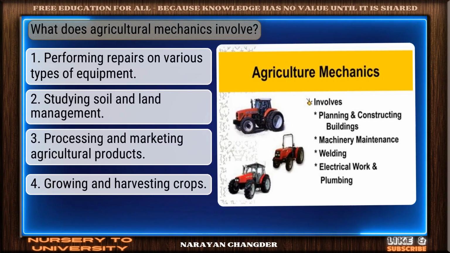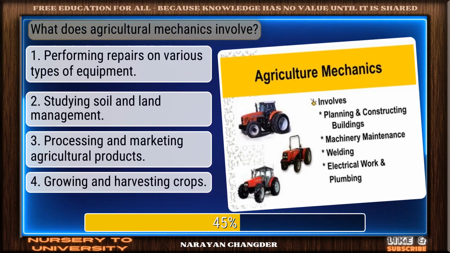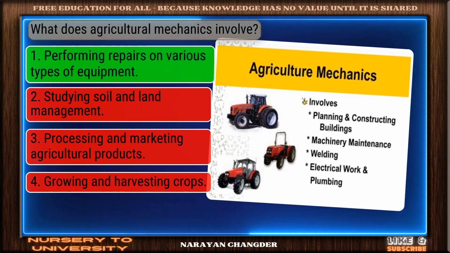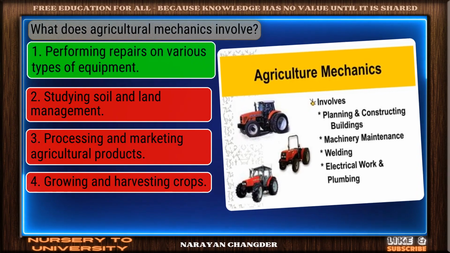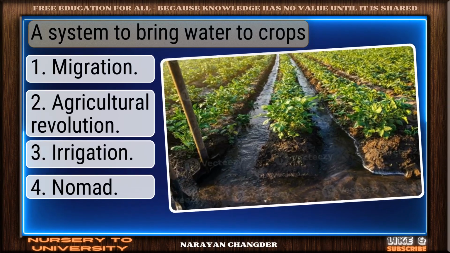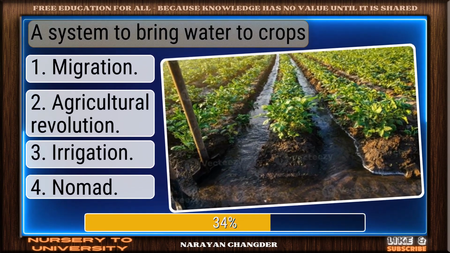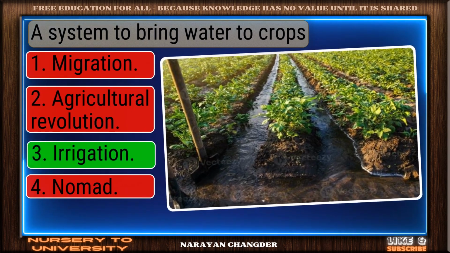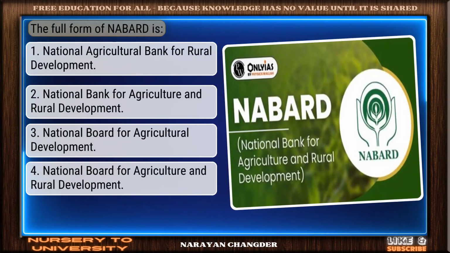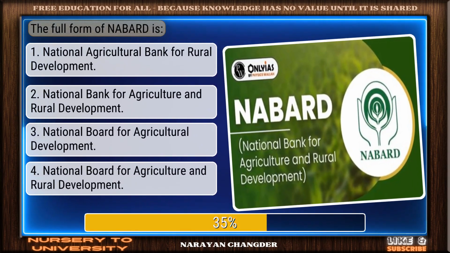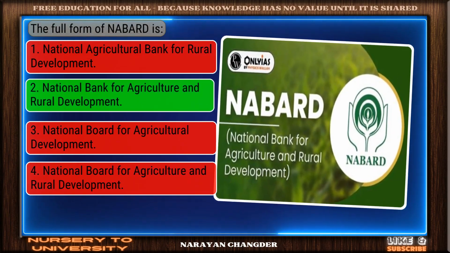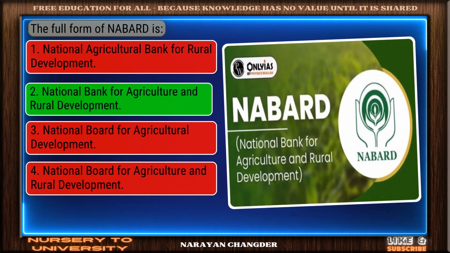What does agricultural mechanics involve? Sharp thinking. Performing repairs on various types of equipment is the right choice. A system to bring water to crops. Good thinking. Irrigation is the right answer. The full form of NABARD is. Well done. National Bank for Agriculture and Rural Development is the right choice.